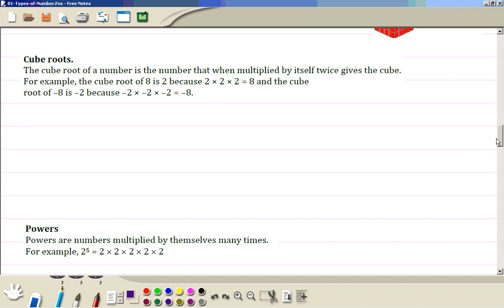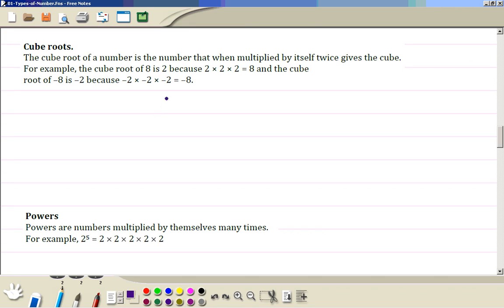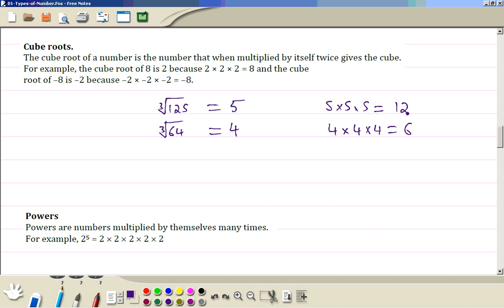Now cube roots are the reverse. So the cube root of 125 is going to be 5. The cube root of 64 is 4, because 4 times 4 times 4 is 64. Similarly, 5 times 5 times 5 is 125.